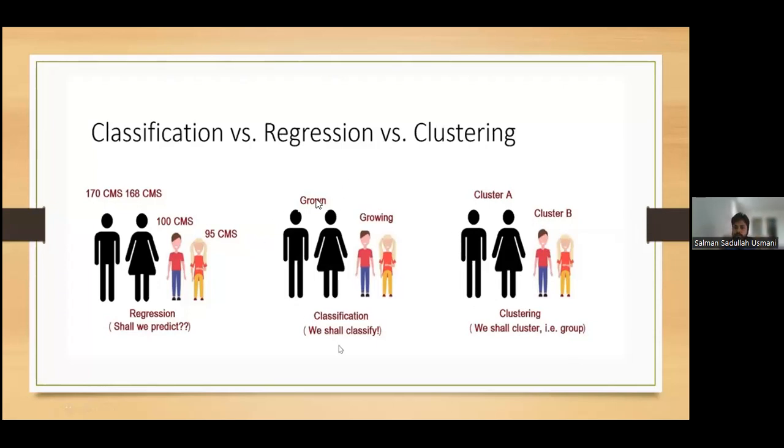But here in classification, we will give the input data based on the height. If it is something above 120, we will give it a label of +1, so it will be adult. And if it's below 120, we'll give it a 0 label, and it will be classified as a teenager. So that's the difference between classification, regression, and clustering.